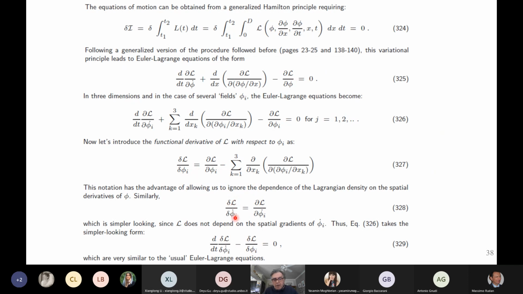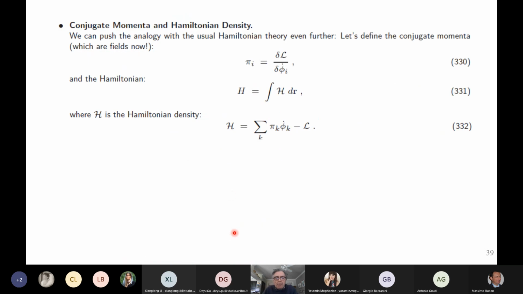Clearly, the functional derivative with respect to phi dot remains the same. So these have formally the same expression that I have for the Euler-Lagrange equations for a system with a finite number of degrees of freedom, except that I have these functional derivatives that I have to deal with. So formally, I'm happy. Now, what I do is exactly the same thing that we did before.